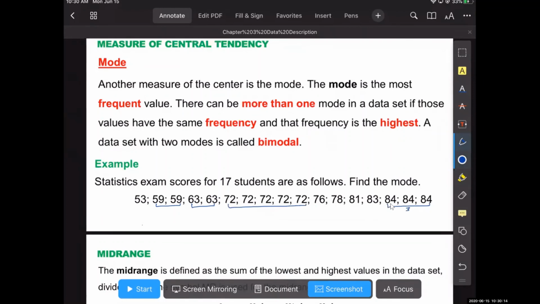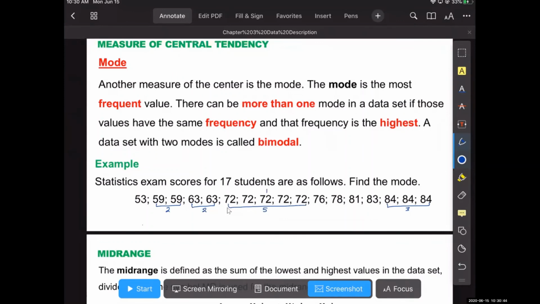72 is repeating 5 times. 63, 2. 59, 2. All others are occurring just once. So when you look at these observations, these scores, these are the real scores of 17 students from last semester. Now, when you look at these data values, which number is repeating the most? 72 is repeating the most, right? That means the mode is 72.